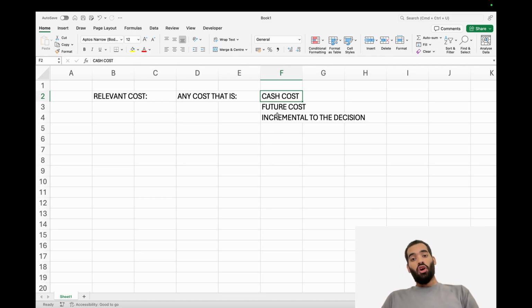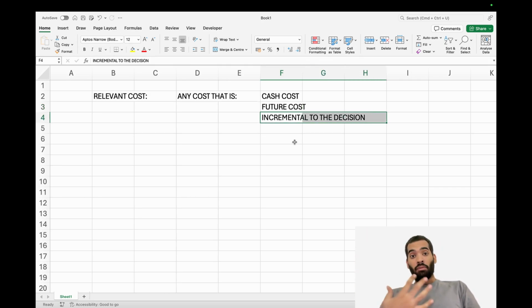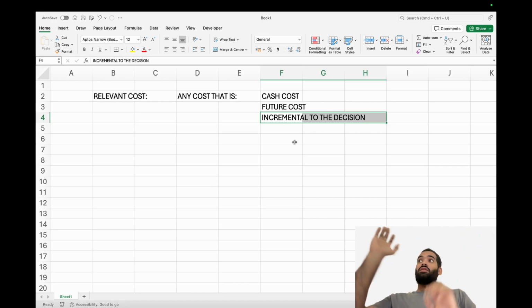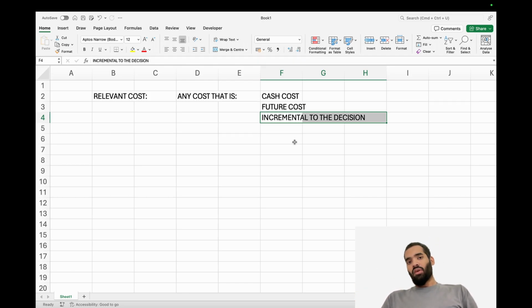It has to be a future cost, meaning it hasn't happened yet and I'm going to incur it in the future. And it has to be incremental to the decision, meaning it has to be up to you whether you make this decision and spend the money, or make this decision and not spend that money. So you are deciding whether to spend that cost or not. That's what we mean by relevant cost.